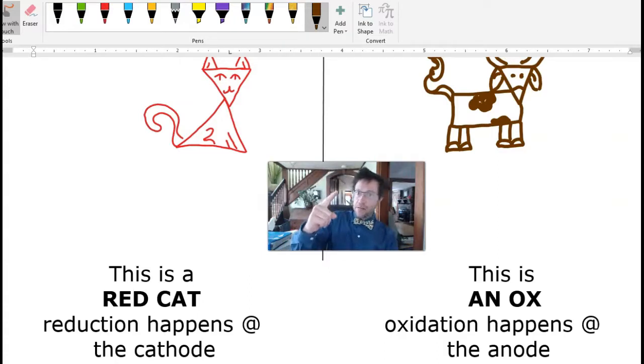Red cat. Reduction happens at the cathode. And ox. Anode is where you have oxidation. Man, that is like genius. All the hard stuff. Remember: Leo says grr. Electrons roll downhill. Red cat and ox. Genius.